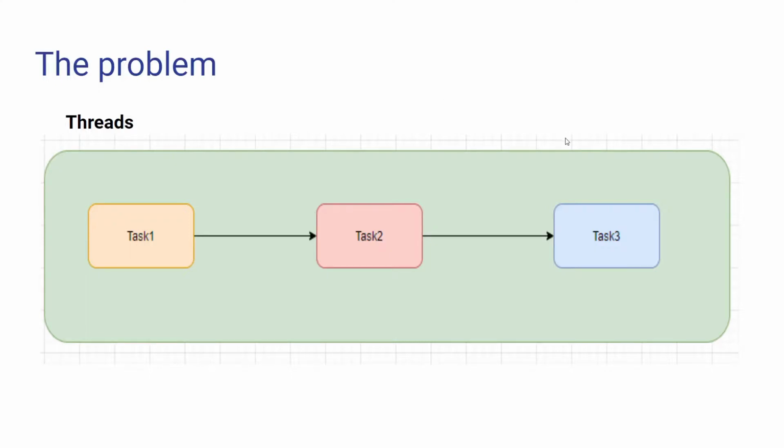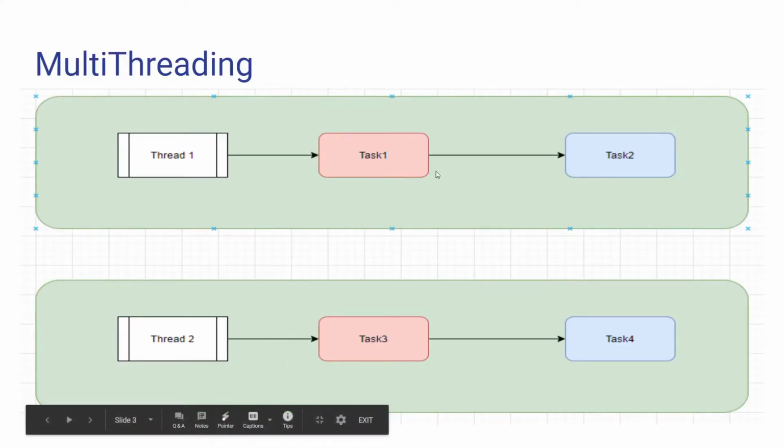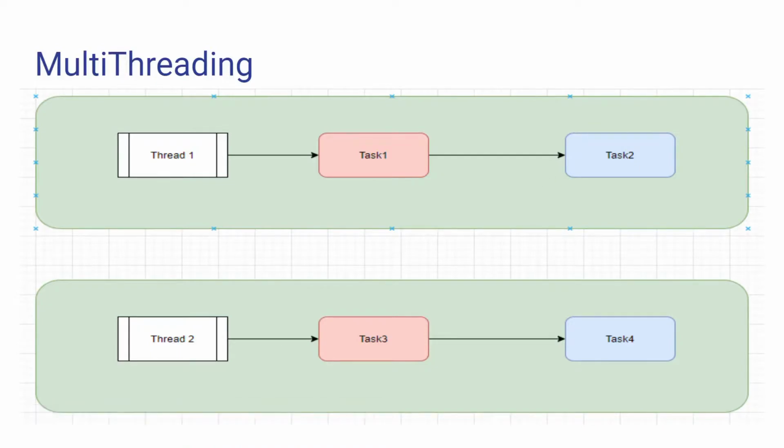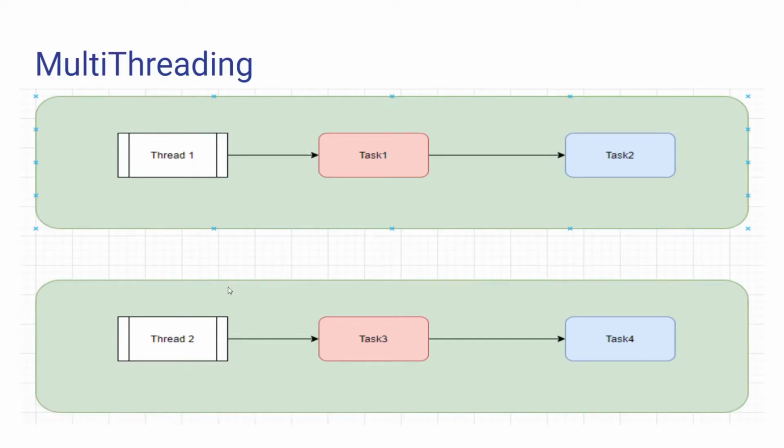Generally we had single-threaded applications before, but now with the help of multi-core processors, we can do multi-threading as well. What is multi-threading? Instead of having one thread doing everything sequentially, we can create multiple threads, and in those we can do multiple tasks simultaneously. That is called multi-threading. We have two threads: task 1 and task 2 run in the first thread, and task 3 and task 4 run in the second thread.